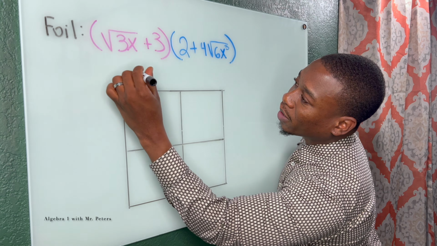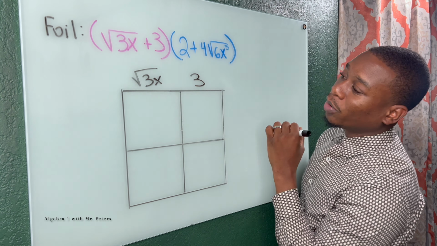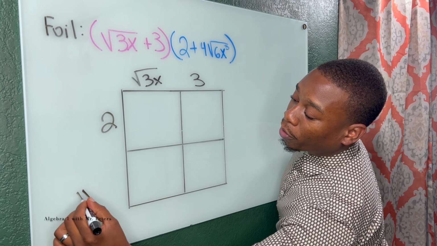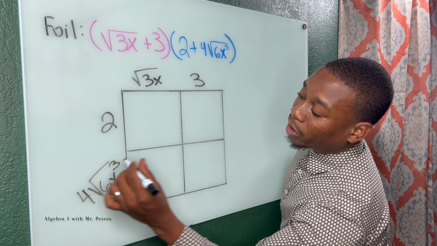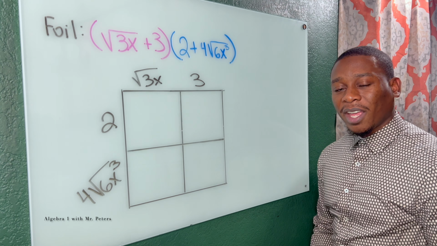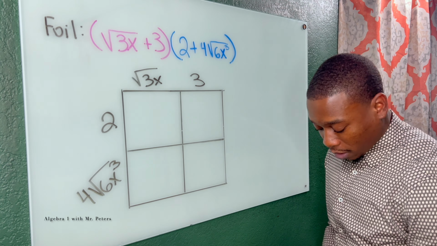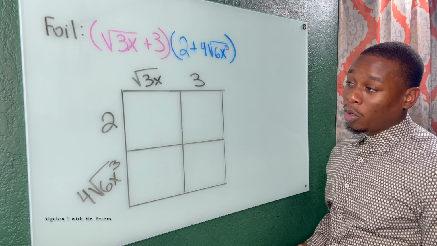So once we set this up, radical 3x goes here, 3 goes here. I go in blue, I put 2 here, and then I put 4 times radical 6x to the third. Yes, we could have simplified that x to the third, but just for the video's sake, we're going to keep all this simplifying to the end. And I love this method because we get to visualize and see exactly what we're doing.